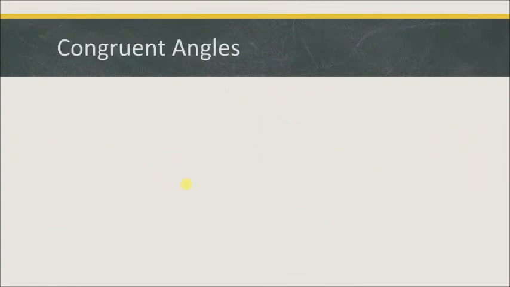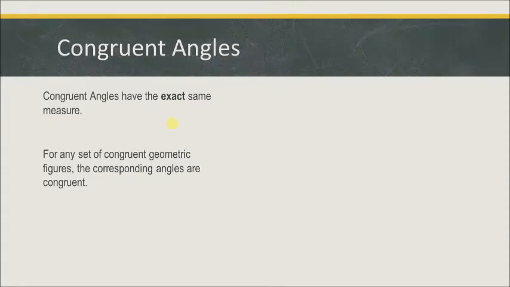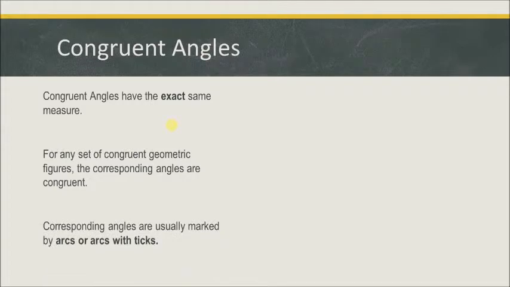Next, we have congruent angles. Congruent angles have the exact same measure. For any set of congruent geometric figures, the corresponding angles are congruent. Corresponding angles are usually marked by arcs or arcs with ticks.